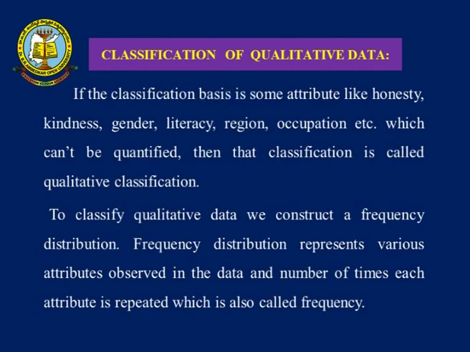To classify qualitative data, we construct a frequency distribution. A frequency distribution represents the various attributes observed in the data and the number of times each attribute is repeated, which is also called frequency. Frequency means how many times an attribute is repeated, how many times one person expresses their opinion. That concept is known as frequency. So, frequency plays a vital role in classification of qualitative data.